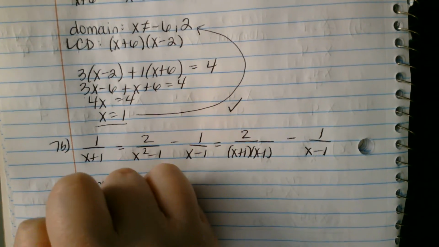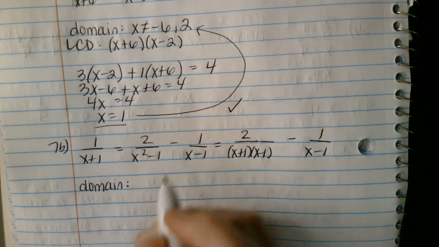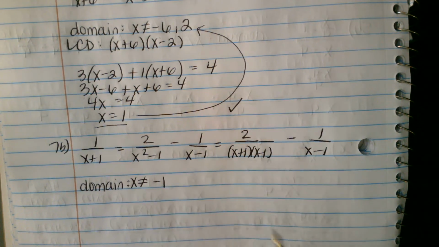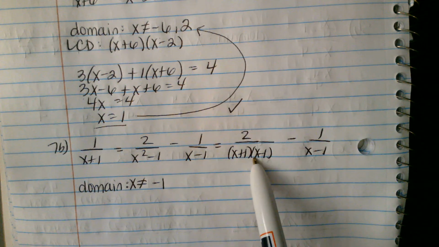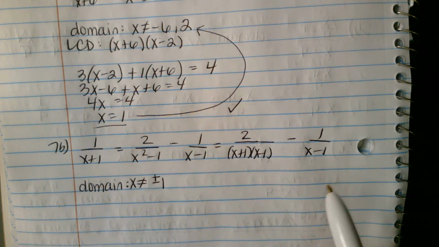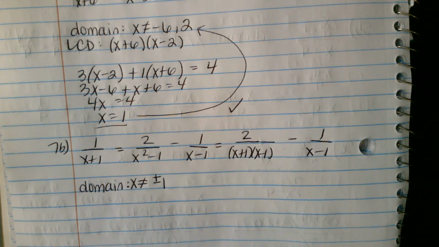Looking at the domain. Looking at the first term, x can't be equal to negative 1. Looking at this one, it can't be negative 1 or positive 1. And this one is positive 1. So x can't be positive or negative 1, but it can be anything else.